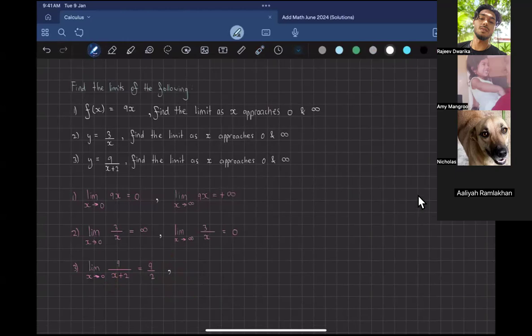And what if x was approaching infinity? Tell me about that. 9 over infinity. Yeah, what's 9 over infinity? Basically it'll be zero. Basically, that'll be zero. Yeah. That's it.